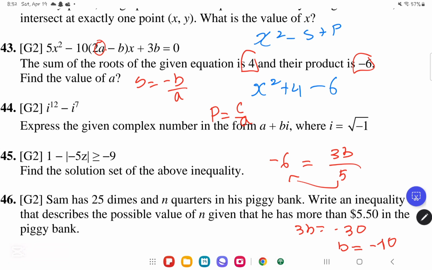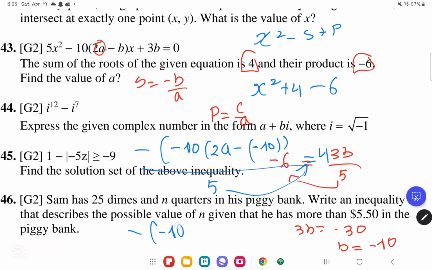Now, to solve for a, we will need to use the sum rule. We know that the sum rule is minus b. So minus 10 times 2a minus b, so minus b, we know it's going to be minus, and b is minus 10, over 5. It is equal to the sum, which is 4. Bring 5 to the other side, you will get minus 10 times 2a plus 10 is equal to 20. Divide both sides by minus 1, and you will get that minus 10 times 2a plus 10 is equal to minus 20.